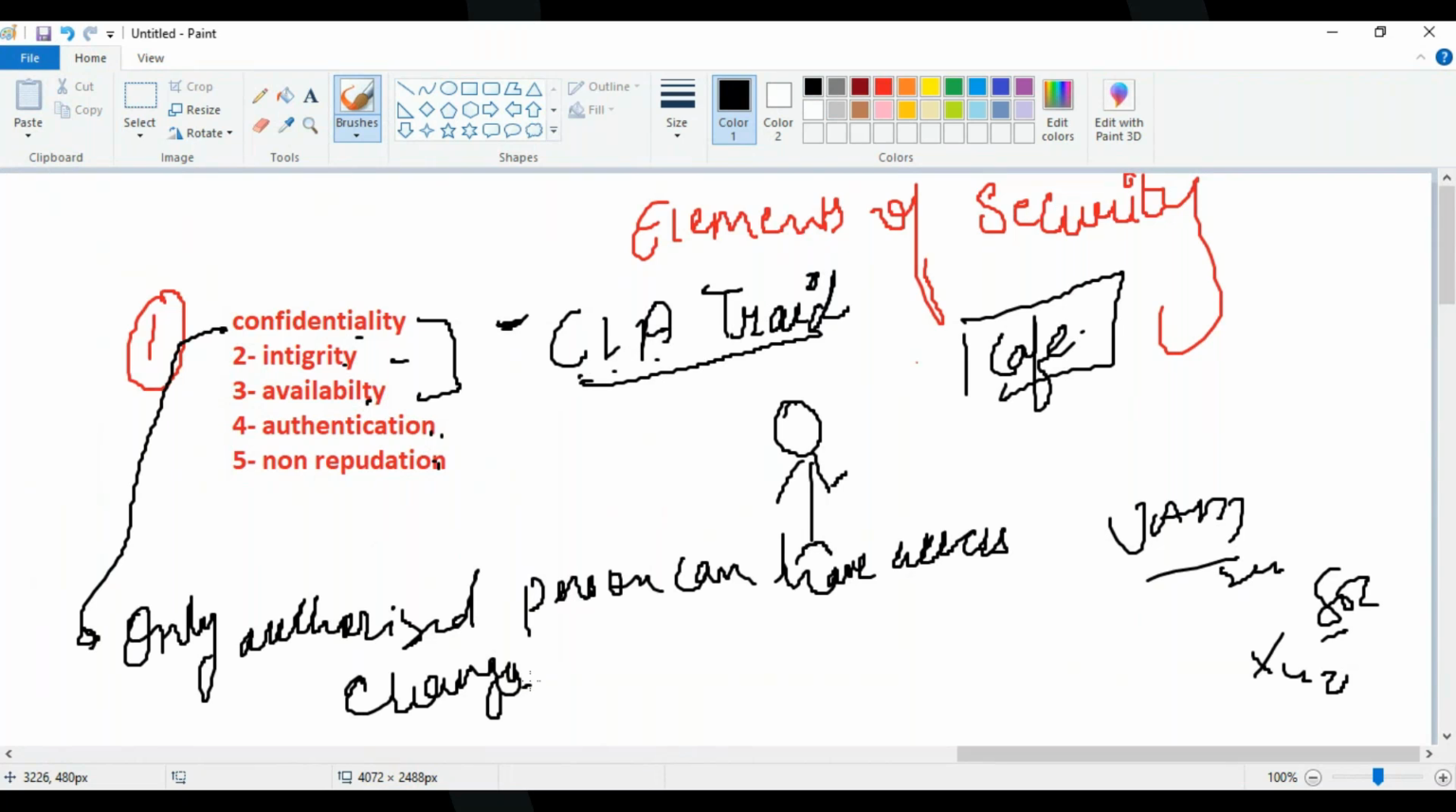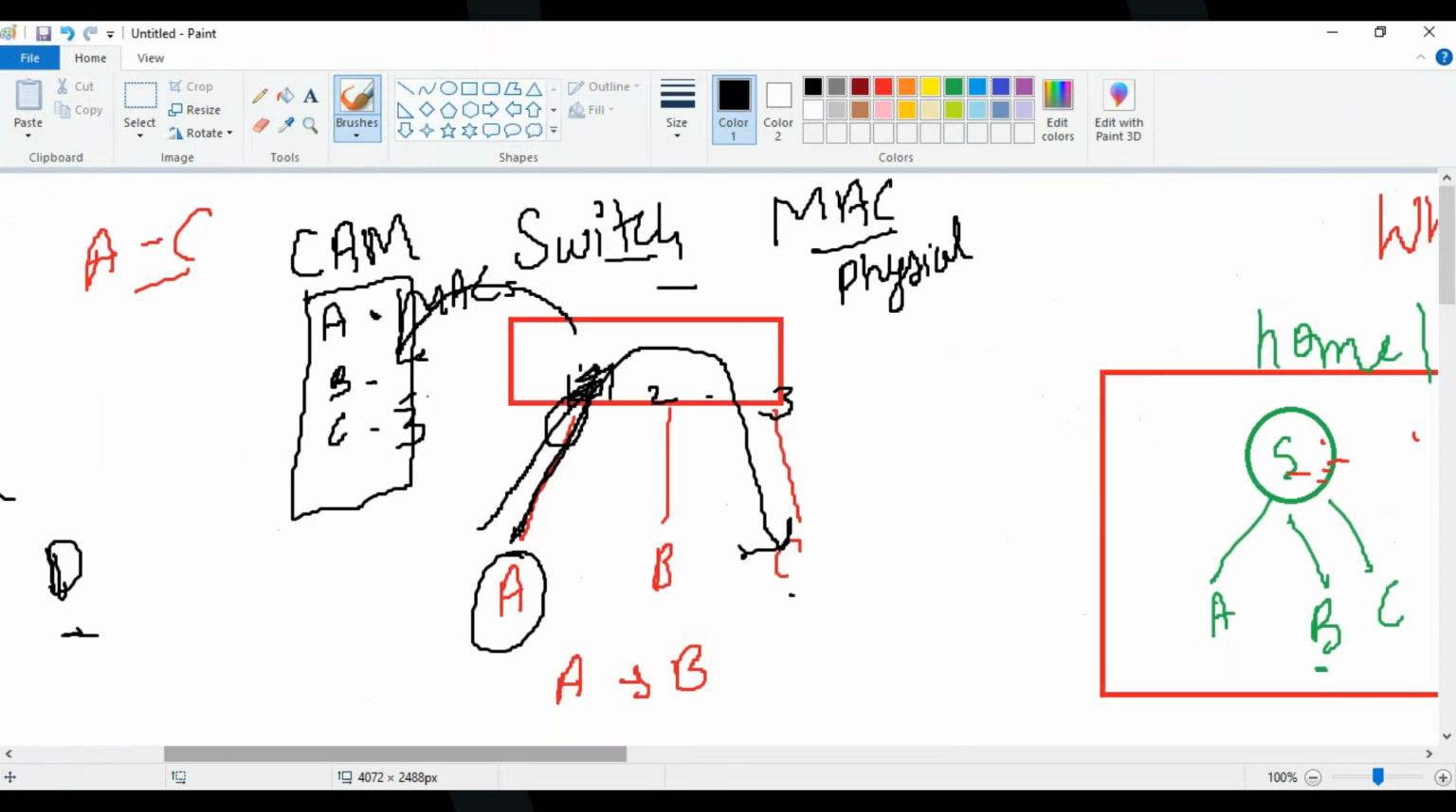So confidentiality is something, suppose, let's talk about confidentiality first.